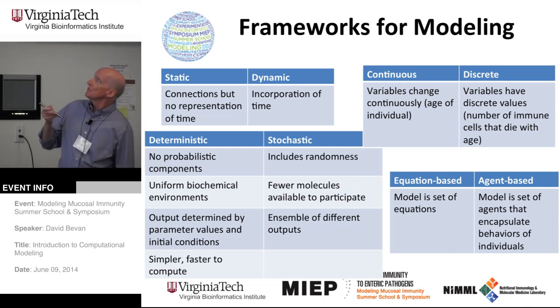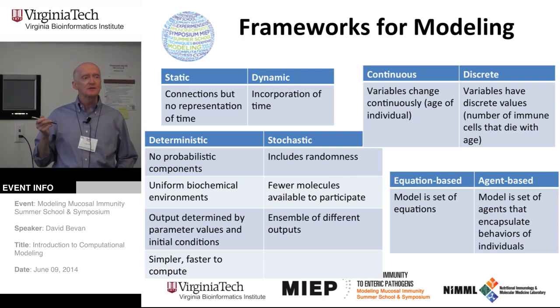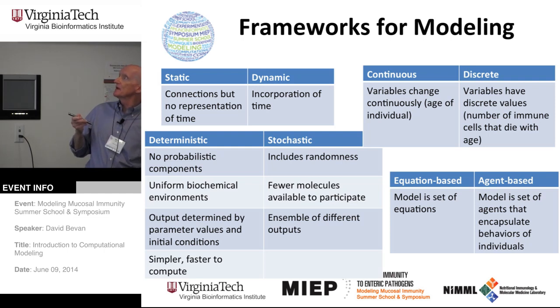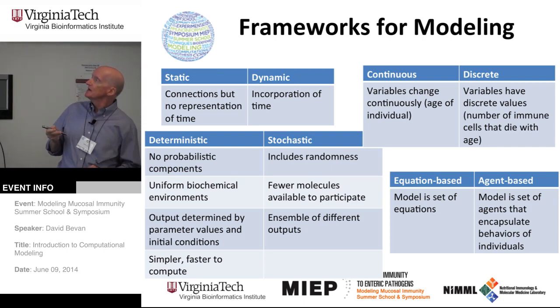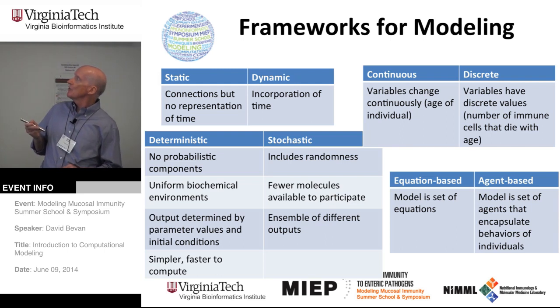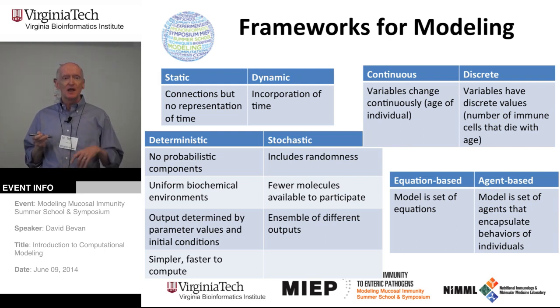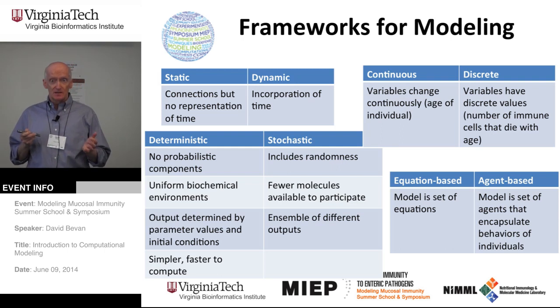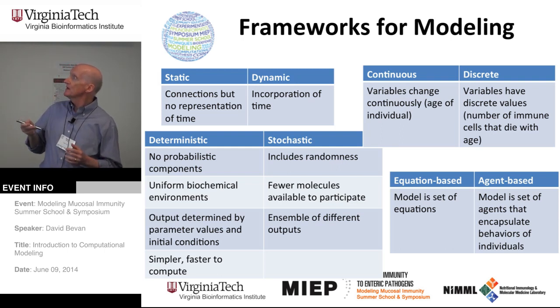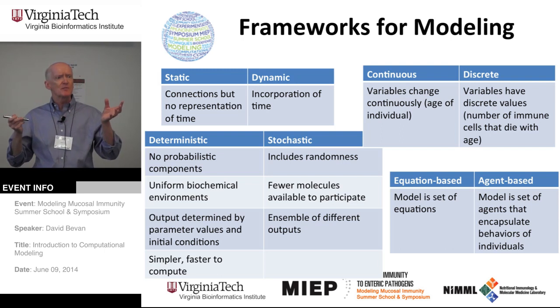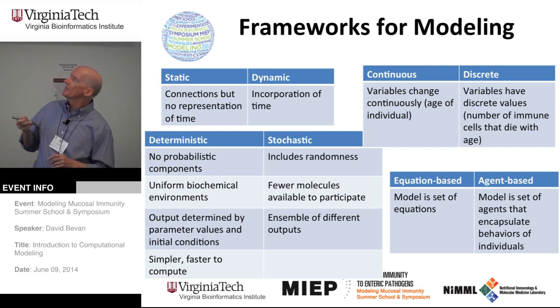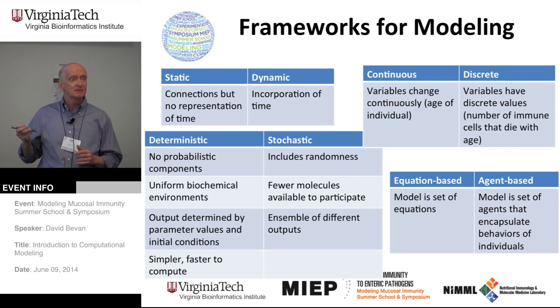Now, this is one of those cases where there's a number of terms that are used, and so I've got them up here. You'll hear things like static versus dynamic models, continuous versus discrete, deterministic versus stochastic, and equation-based versus agent-based. Now, for a given model, it's likely going to fall in one or the other of these, but for example, some of these biochemical network models that are going to be out there are going to be dynamic models, continuous systems, deterministic, and equation-based, okay?